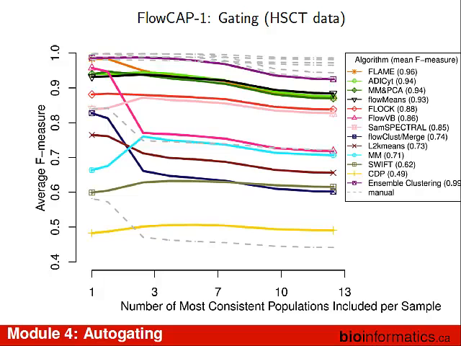So this figure is a bit complicated. This is the average F measure. This is the number of most consistent populations included in the sample. We had some humans, shown by these dashed lines, get the same data. But as I said four times already, different humans are going to gate those populations differently. So how do we measure which human is the right human? What we did is we took all the humans, combined them together, and said, here's one population where all the humans agreed on how to draw the box around those dots. So we're pretty sure that one's the right one.